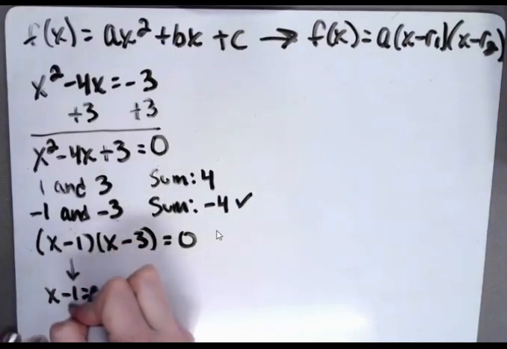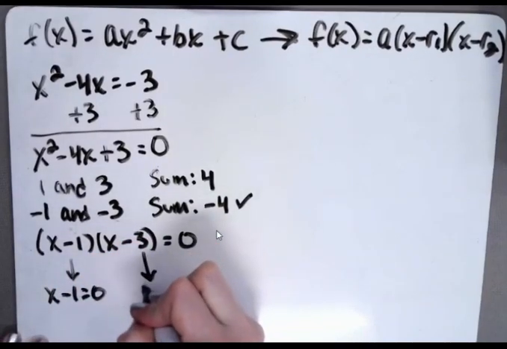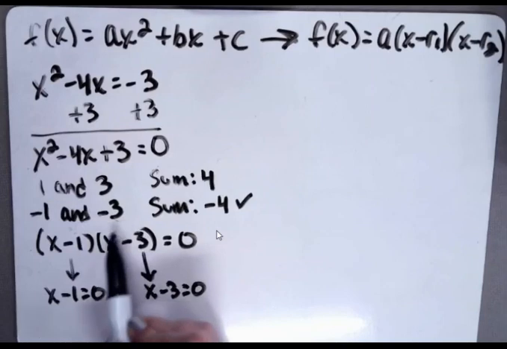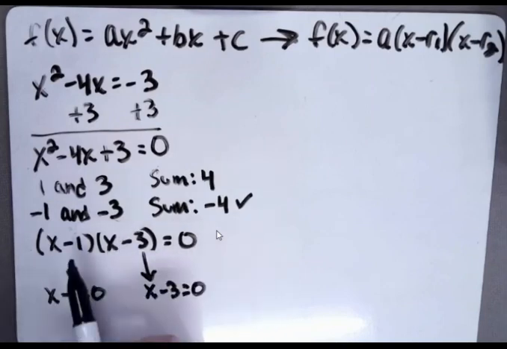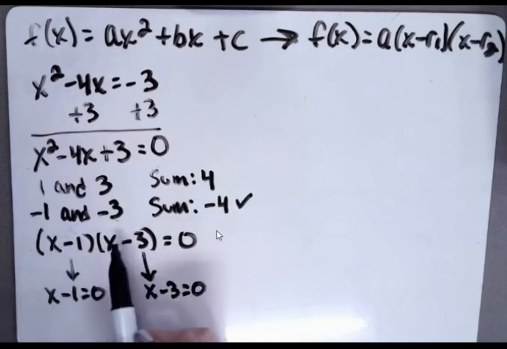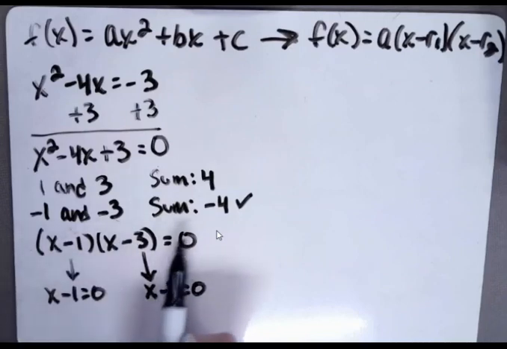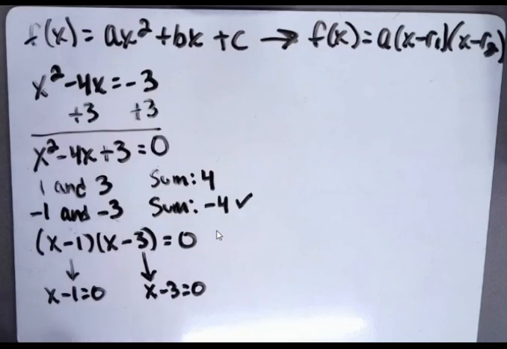Either x minus 1 could be 0, or x minus 3 could be 0, or both. If this was 0 times a number, I would get 0. If this was a number times 0, I would get 0. Or if this was 0 times 0, I would get 0. So now we've got two small equations that we need to solve. Let's start with x minus 1 equals 0.